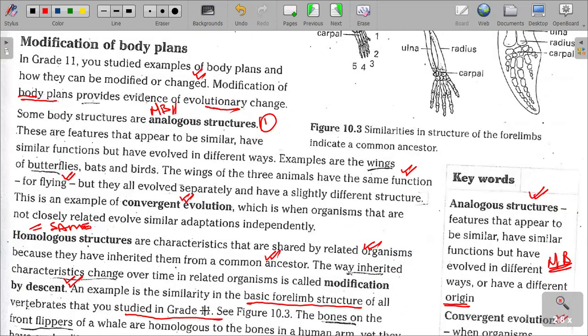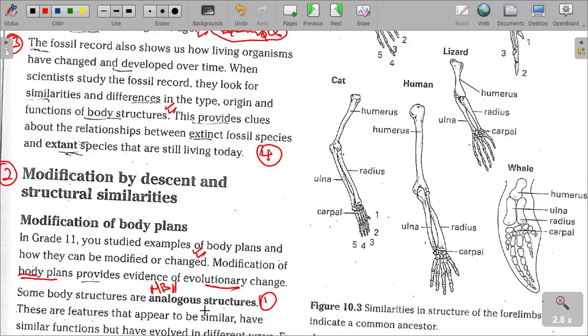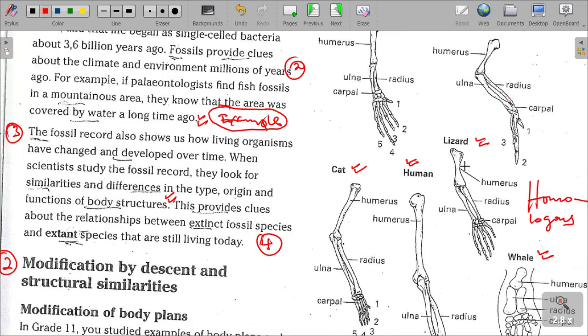So you can see similar structures of the four limbs. In question papers, you could see the cat, the human arm, the lizard, and the flipper of the whale. These are examples showing what? They are showing homologous structures. You can understand that these are homologous structures being shown in this case.